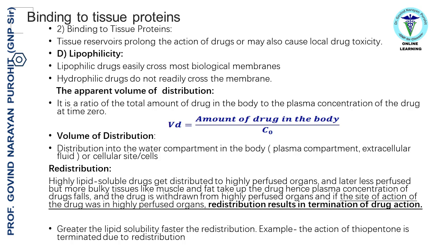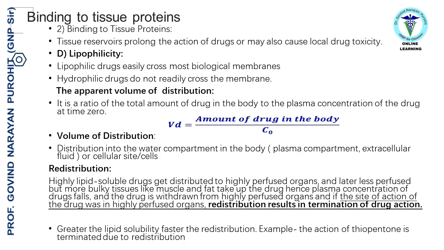D. Lipophilicity. Lipophilic drugs easily cross most biological membranes. Hydrophilic drugs do not readily cross the membrane. The apparent volume of distribution is a ratio of the total amount of drug in the body to the plasma concentration of the drug at time 0. Volume of distribution: distribution into the water compartment in the body, plasma compartment, extracellular fluid, or cellular site, cells.